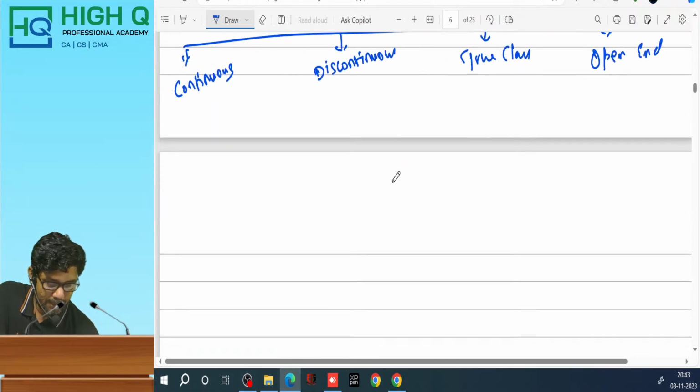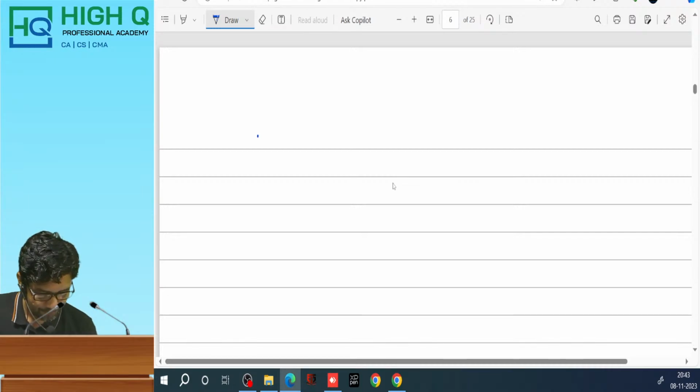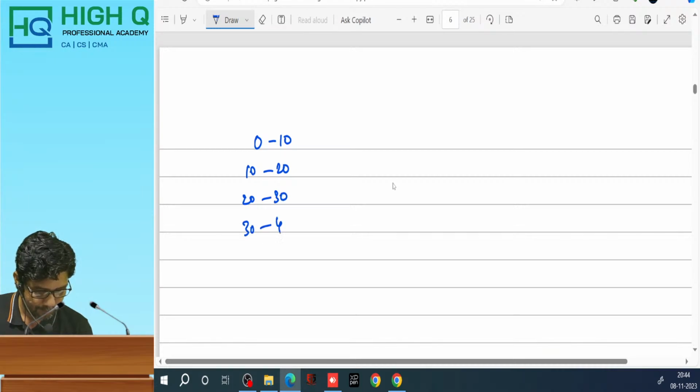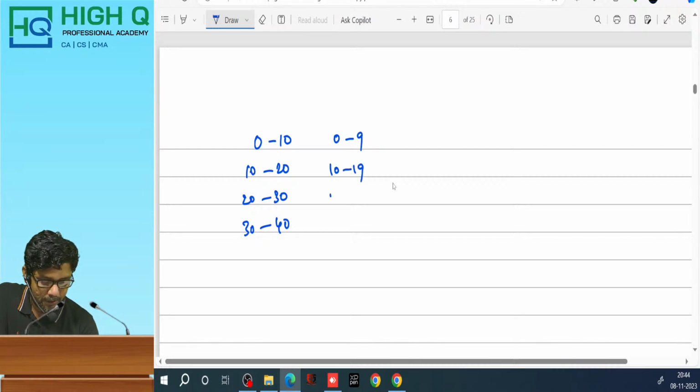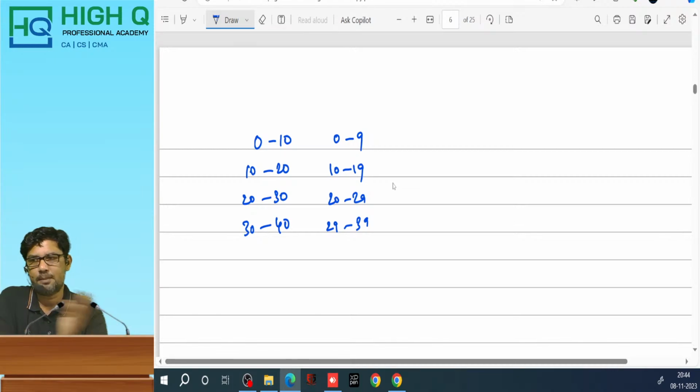Now, first, one by one I'll tell you. See, 0 to 10, 10 to 20, 20 to 30, 30 to 40. Am I right, my dear? This is one type of class. The other type of class: 0 to 9, 10 to 19, 20 to 29, 30 to 39. This is the other type of group. Okay, fine. Next one is what? Sir, whenever the class is like this, my teacher asked me to subtract 0.5 from the lower class limit and add 0.5 to the upper class limit.